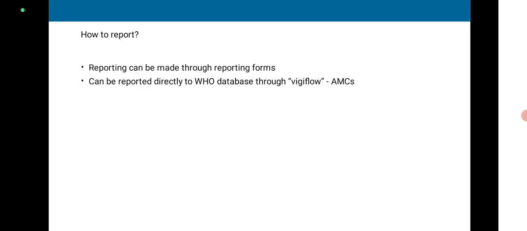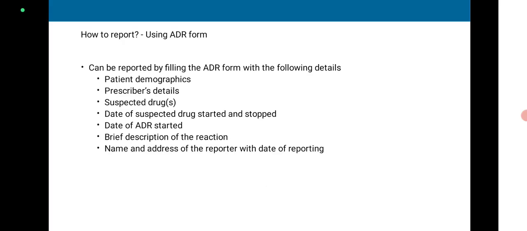How can we report? We can report ADRs through reporting forms, and they can also be reported directly to the WHO database through Vigiflow, that is through IMC centers, IMC's ADR monitoring centers. Using an ADR form, we need to fill up the blank spaces in the ADR form. What are the data that need to be included?